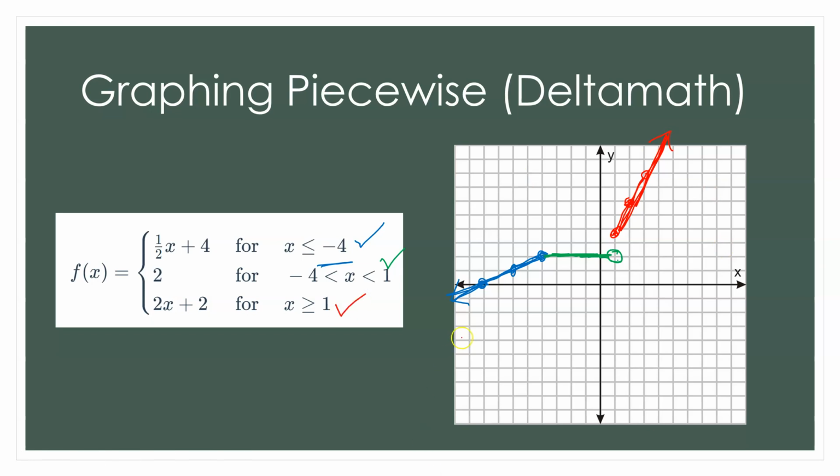This is done. It sort of starts at the point -4, 2, and goes backwards with a slope of +1/2. Then it's horizontal until we get to the point 1, 2. And then there's an open circle. It jumps up to the point 1, 4, right? And then it has a slope of 2 and continues onward from there.